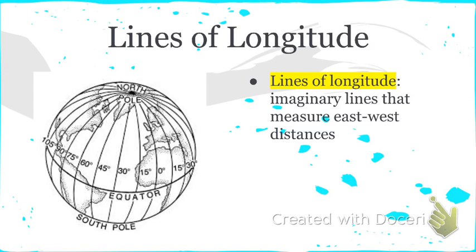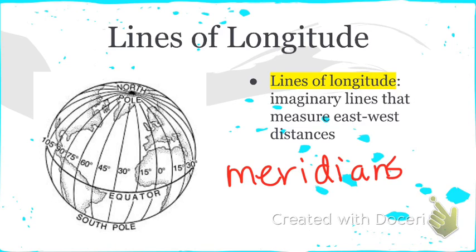All right, so now we're going to start talking about lines of longitude, latitude, and how they work together in hemispheres. Lines of longitude, or meridians, circle the Earth from pole to pole. So here's your North Pole, here's your South Pole, and these lines are going to touch both.